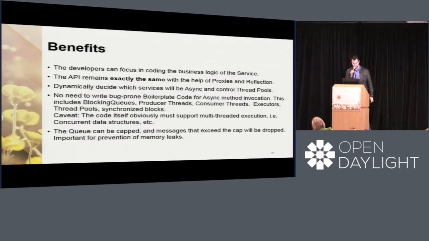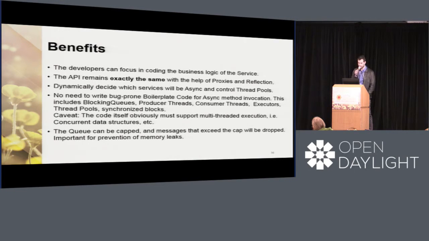So the benefit of this is the developers can focus on coding the business logic of the service. The API didn't change. It remained exactly the same using the help of proxies and reflection. You could dynamically change the name of the thread pools, the size of the thread pools, and the affinity between the services and the thread pools.